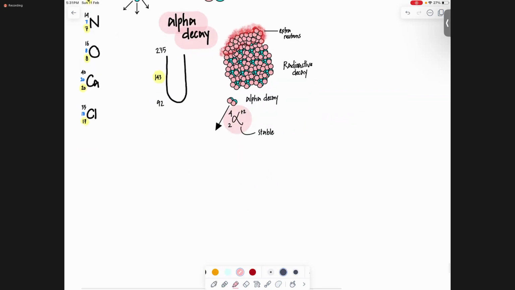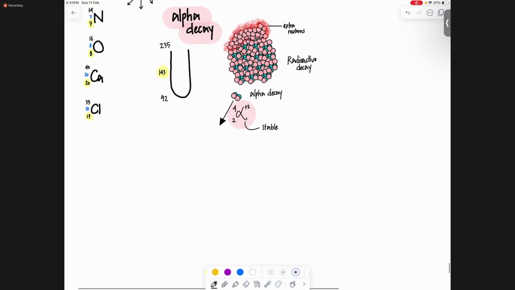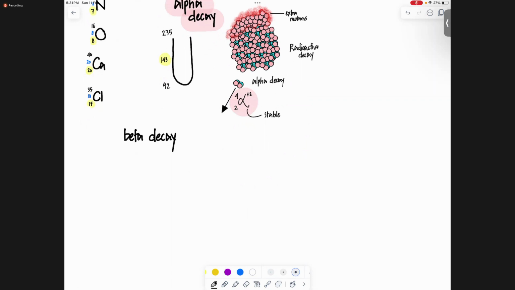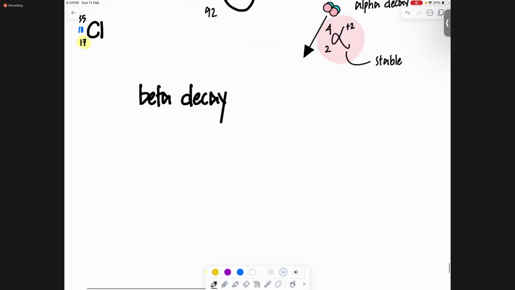The next one is called the beta decay. So beta decay is when your particle, or your atom, has extra neutrons in it, but it's really small in size. Let me give you an example. So imagine we have a nitrogen isotope with 16 particles in total.